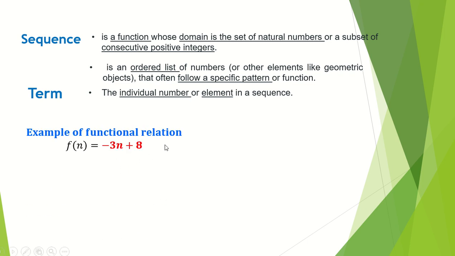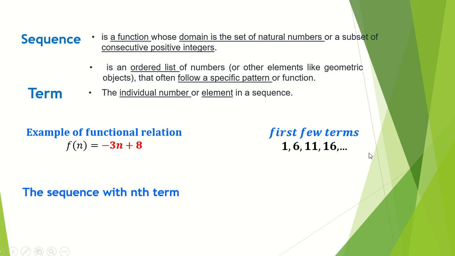We have a functional relation in our previous example. So f of n is equal to negative 3n plus 85. The first few terms are 1, 6, 11, 16, and so on.